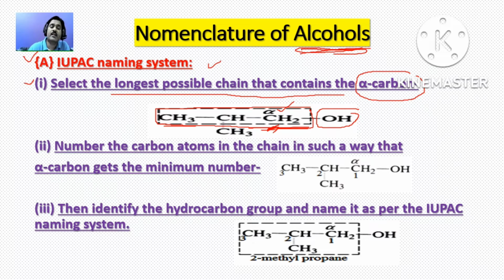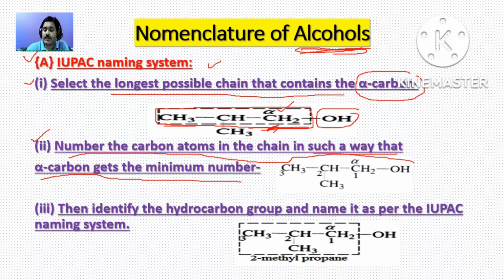Now the second rule is to number the carbon atoms in the chain in such a way that the alpha carbon atom gets the minimum number. Let's see what we have to do. That is the compound and we have to number each carbon present in the longest chain. Here the longest chain is that chain and we have to number it. Which carbon atom gets number 1? The alpha carbon atom gets the number 1 position.